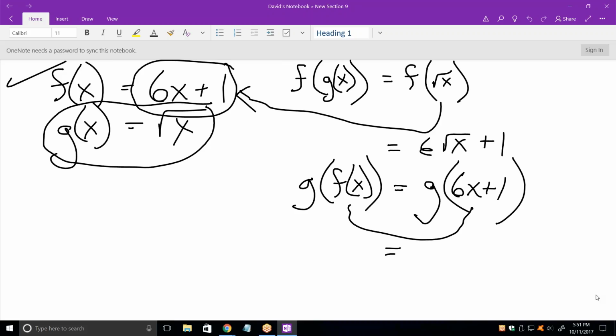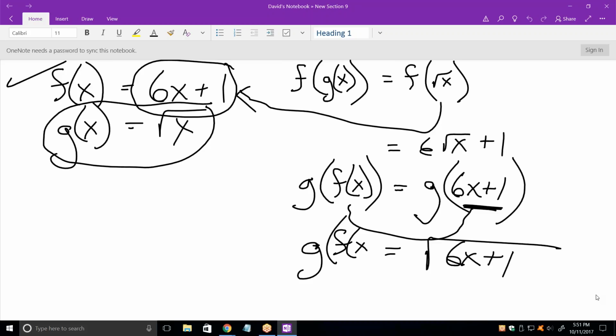Now, tell me how to solve for g of 6x plus 1. Go to the g function. Substitute whatever's in the parentheses wherever you see x in the g function. So it's the square root of 6x plus 1. That's your answer. That is g of f of x. Notice these are a little harder because they didn't give us a number. When they gave us a number, we could figure out what was inside the parentheses and then plug it into the f function. Here, you have to plug the function in, which is definitely harder conceptually.